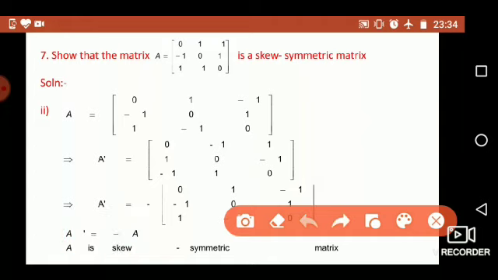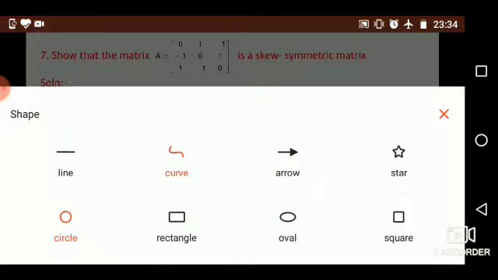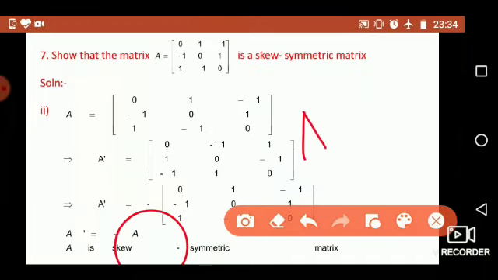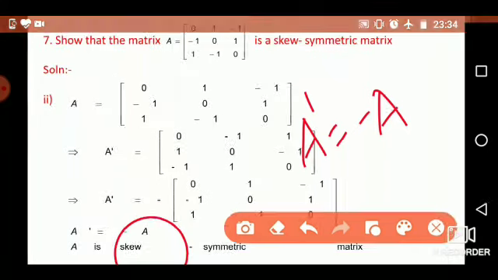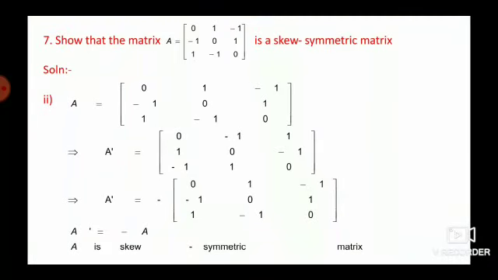Therefore, such a matrix is called a skew symmetric matrix. Therefore, this problem satisfies the condition A dash is equal to minus A. Therefore, the given matrix is called a skew symmetric matrix.